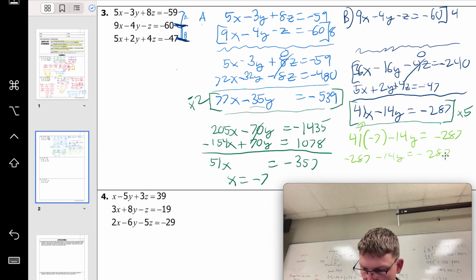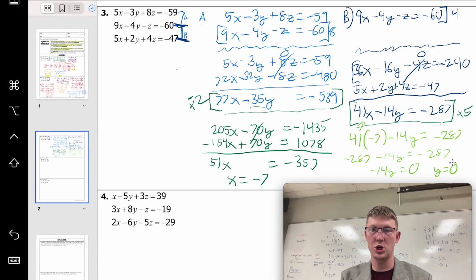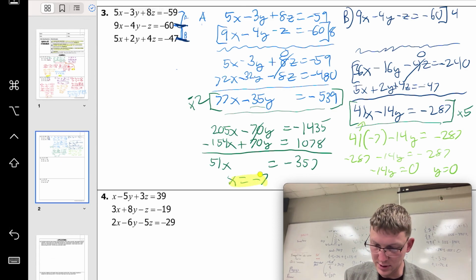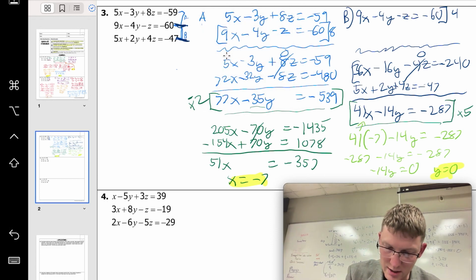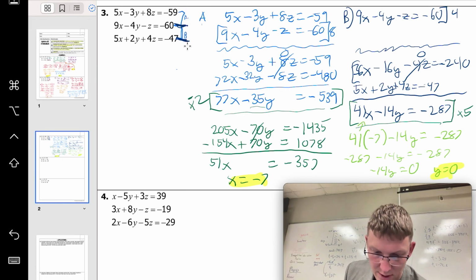So anyway, 41 times negative 7, negative 287 minus 14y equals negative 287. Oh, that's interesting. So we'll add 287 to both sides. So then we're going to have negative 14y equals 0. Divide both sides by negative 14. Y equals 0. Done. Not done. Totally not done, because we still have a third variable we have to deal with. So we have x equals negative 7, y equals 0. And so now we just need to plug all of those back in to one of these equations up here, and then we can finish this off.